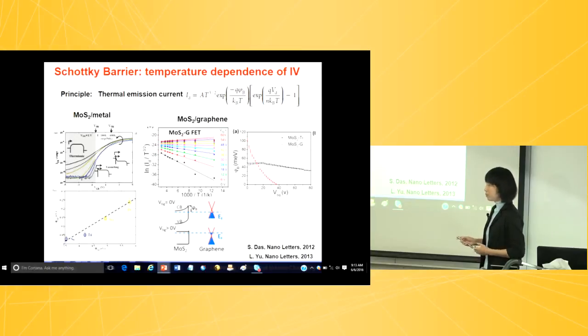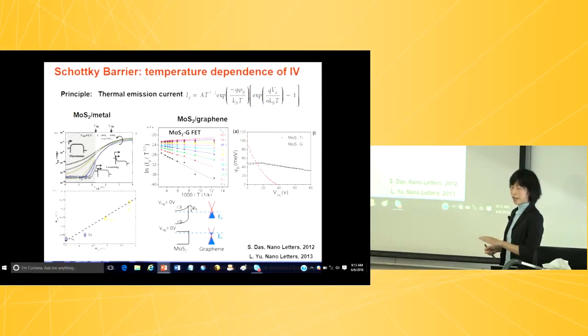So in order to depin this Fermi level, we need to add an extra layer between metal and MoS2. One possible approach is to use graphene. So here shows the MoS2 graphene contact. From this temperature dependence of IV, we can extract the barrier height between graphene and MoS2. We found that if we increase the back gate to make it more electron-doped in MoS2 and graphene, this barrier height can be reduced dramatically, much faster than the titanium MoS2 contact.